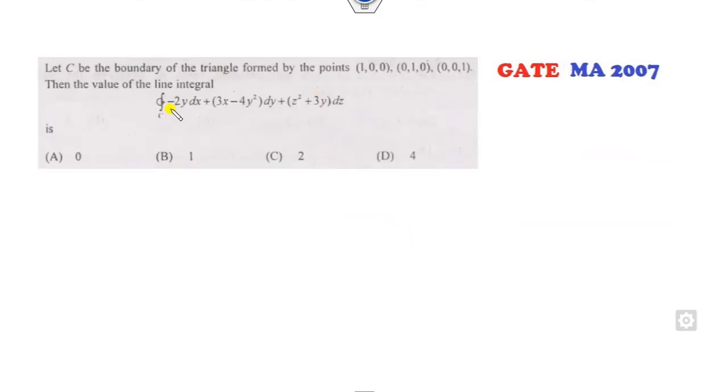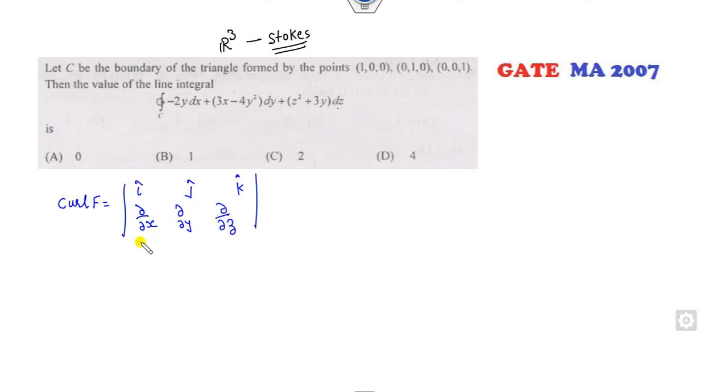Okay, look at this one, which is a double integration now, but it's r cube, x, y, z. Again you have to apply the Stokes theorem. So firstly we can find the curl. Fine. So curl is i, j, k; partial derivative with respect to x, partial with respect to y, partial with respect to z. Coefficient of the dx is minus 2y, dy is 3x minus 4y square, and this is z square plus 3y. So can you find it?